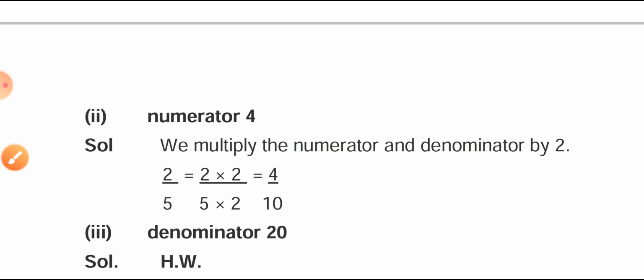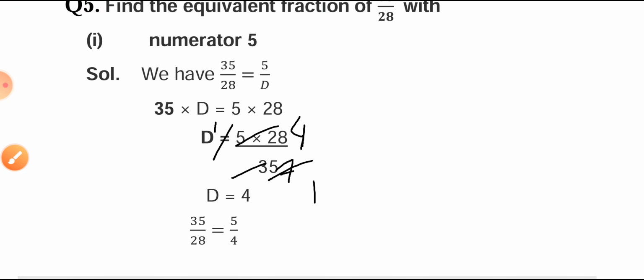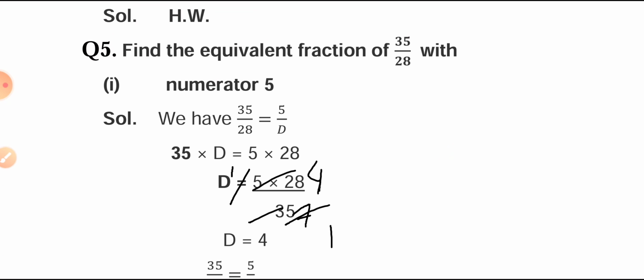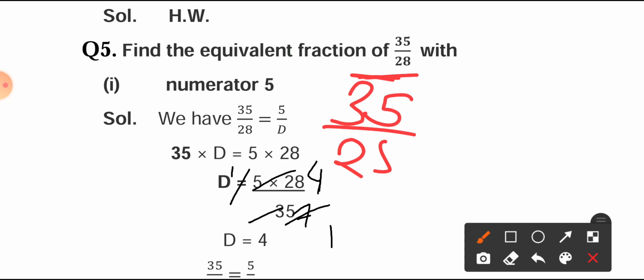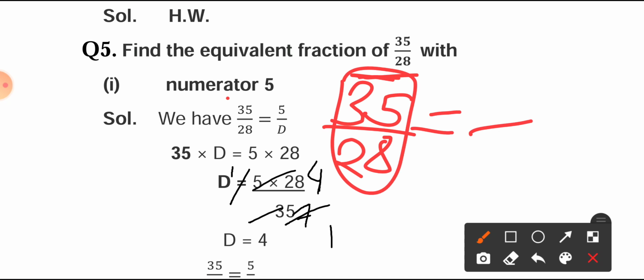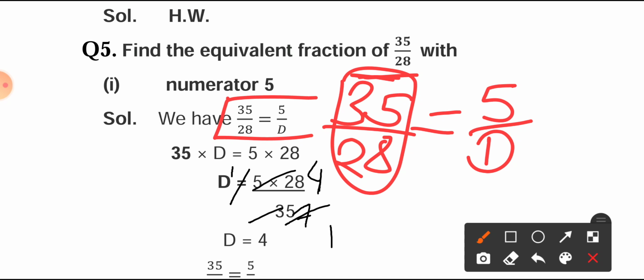But in this question number 5, we'll follow the second type of method. You can use any one in question number 4 and 5 as you like, whichever you find makes the answer easy. So find the equivalent fraction of 35 by 28. We have to find a fraction which is equal to this one, and the numerator is given as 5. So what do we have to find here? The denominator. So we can write it as 35 by 28 is equal to 5 by d.